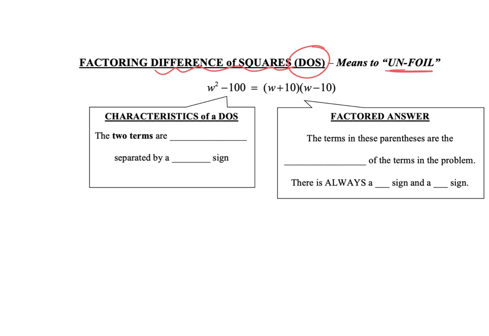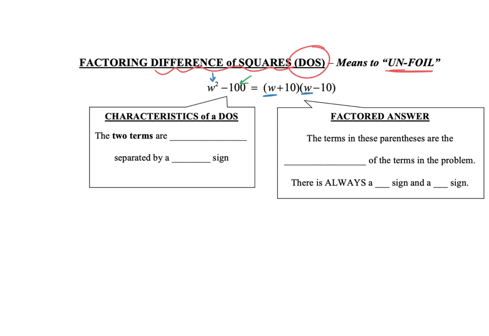Now, we know what these are because the first term we had to get by squaring something. We have that w squared. How do I get that? I take w times w. And to get that last term, 100, 100 is also a perfect square.